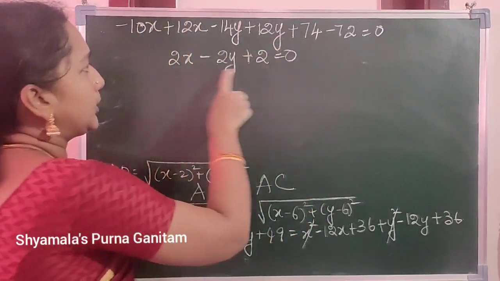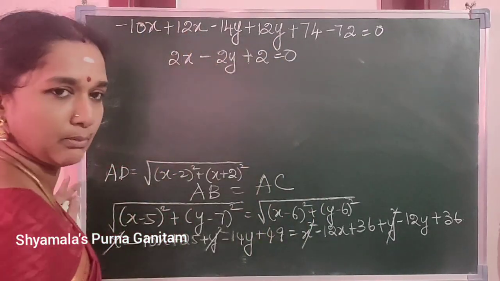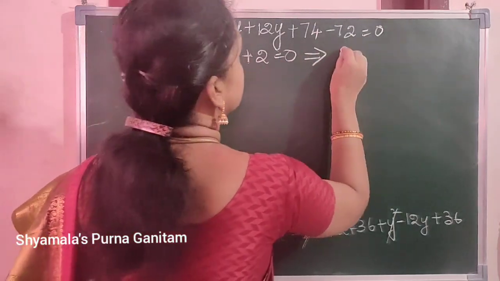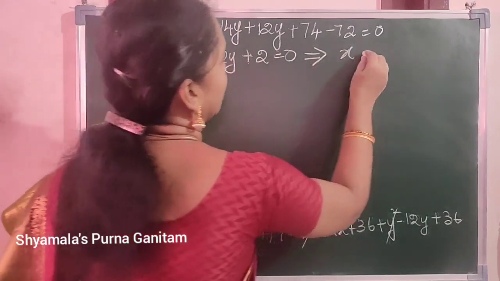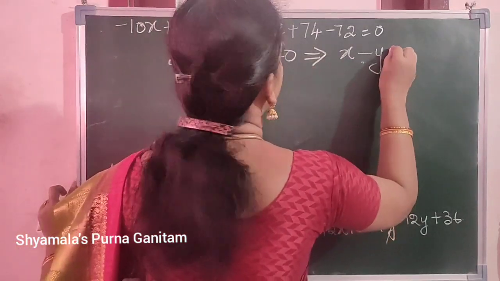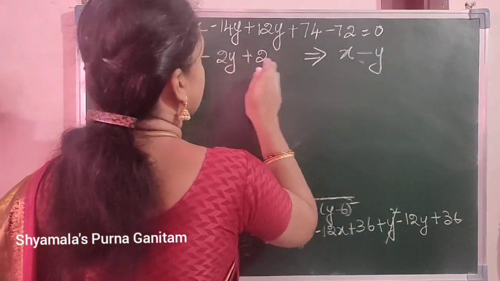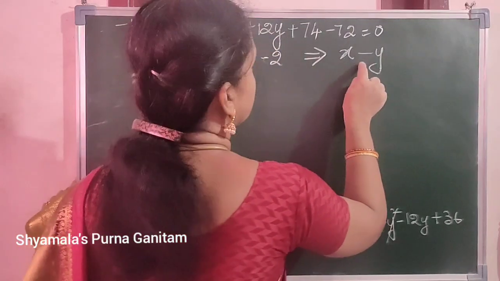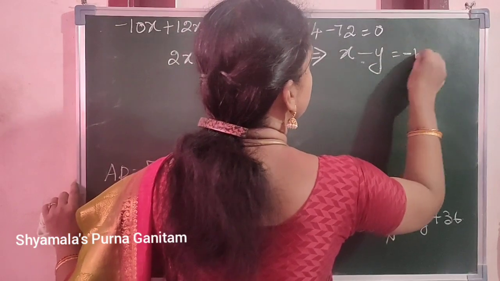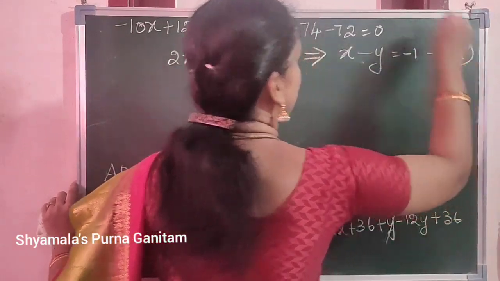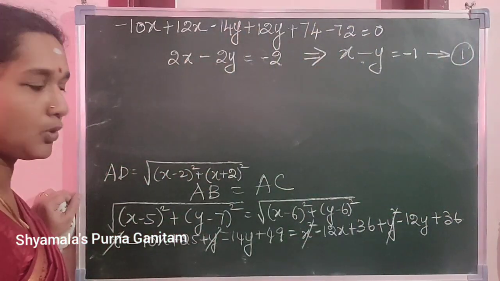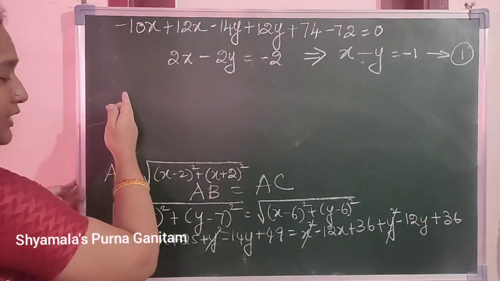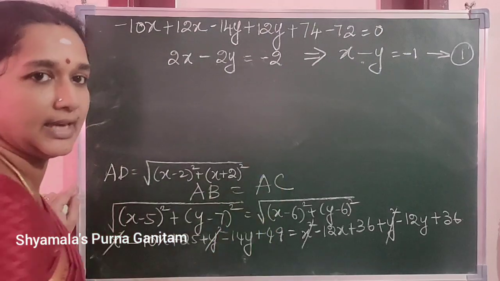So I got an equation with x and y variables. Again this can be simplified, and I can write this as, when I divide it by 2, x minus y, 2 on the other side, so it will be equal to minus 2, for our convenience only. So x minus y is equal to minus 1. So this is my first equation. Okay, now as I told you, first I have taken AB is equal to AC.